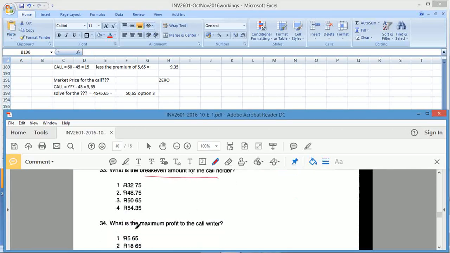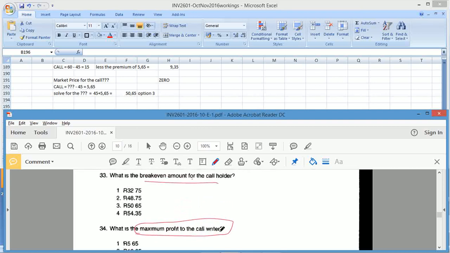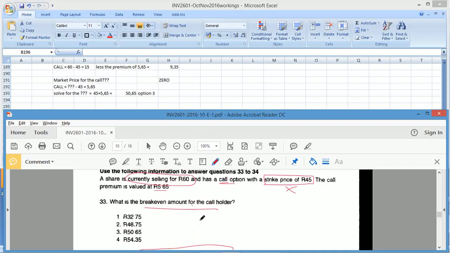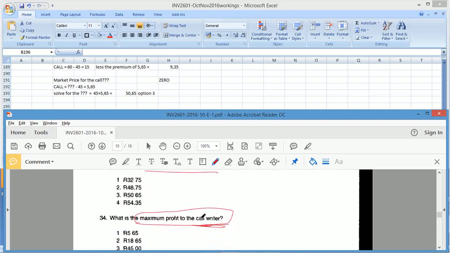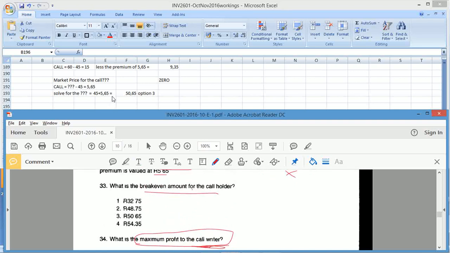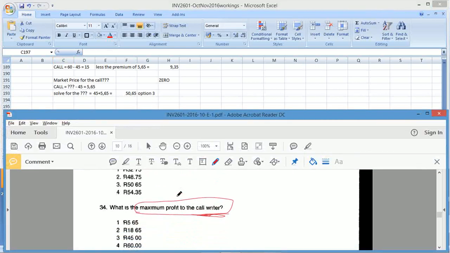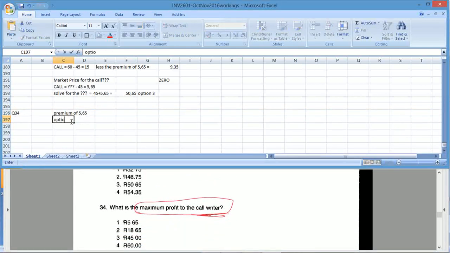Okay, 34. What is the maximum profit to the call writer? Maximum profit to the call writer, the writer of the call. The writer of the call is the person writing the call, so it would be the opposite position. So the maximum profit that the call writer would be able to make is the premium. Okay, because that's the writer of the call. So that would be the premium of 5.65. So that's option 1, because they're the writer of the call, they're issuing the call.